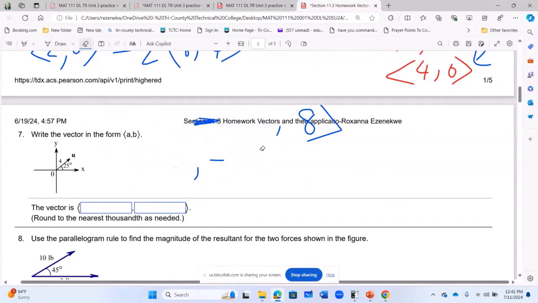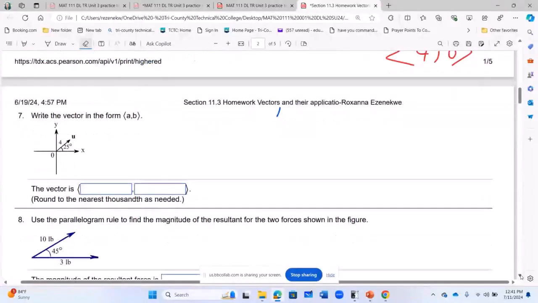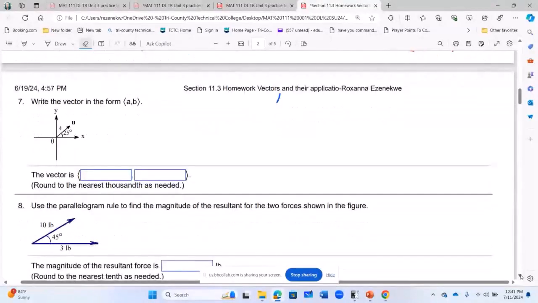Vector like an array, because remember that a vector has magnitude and direction. So this vector is in the first quadrant. Write the vector in the form AB.